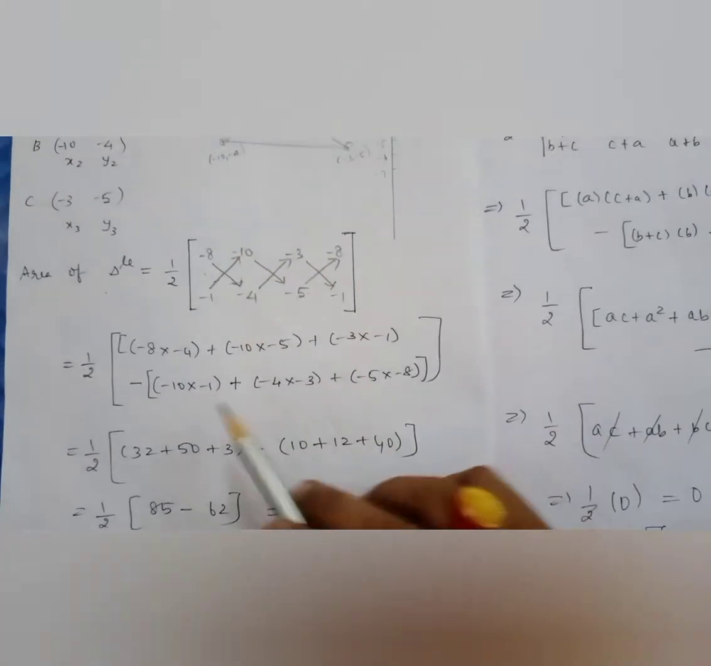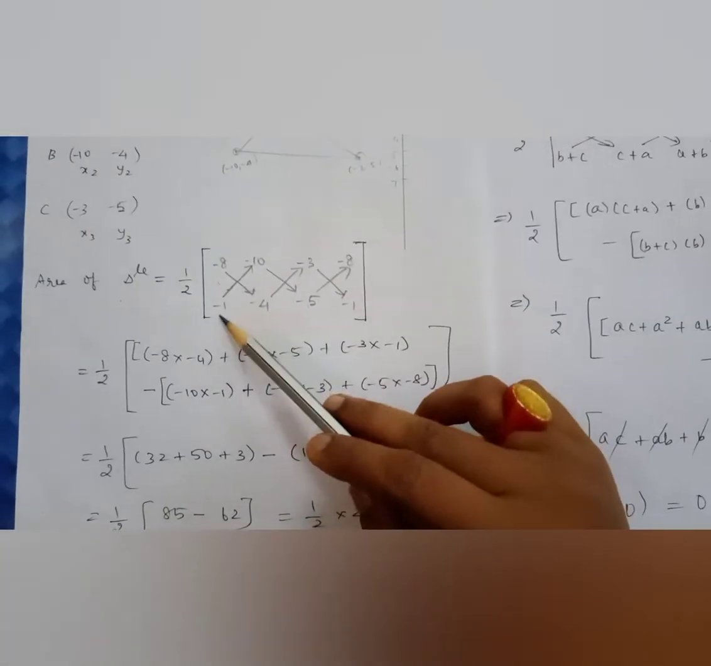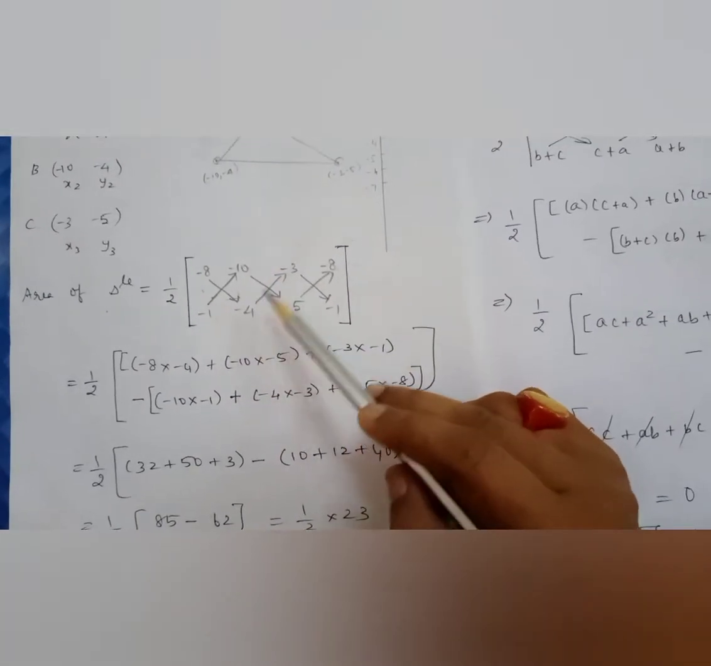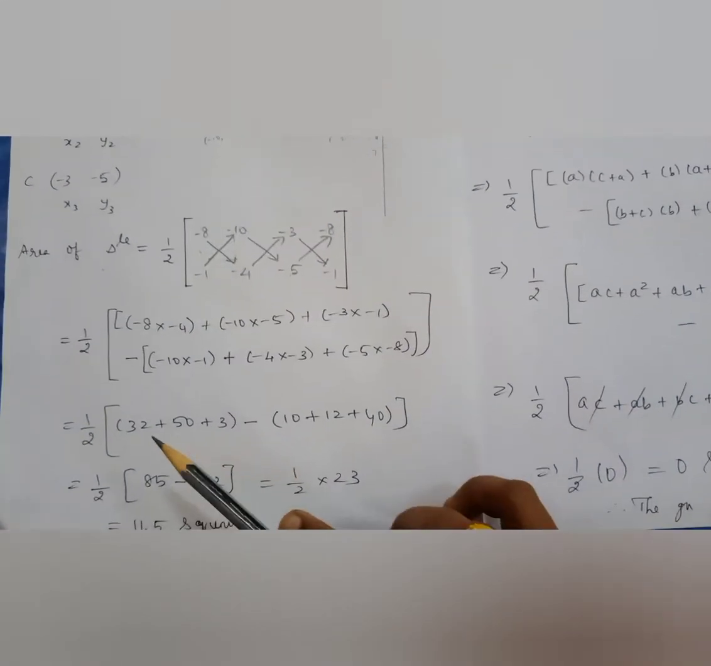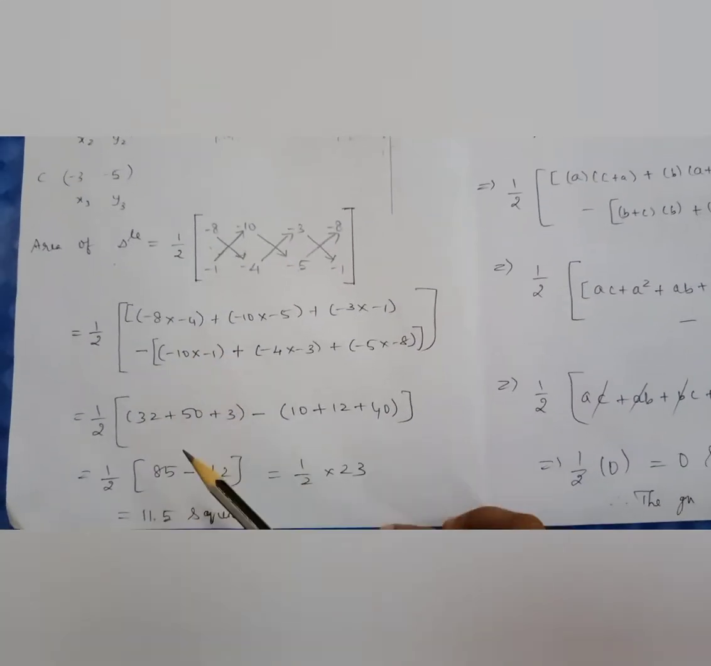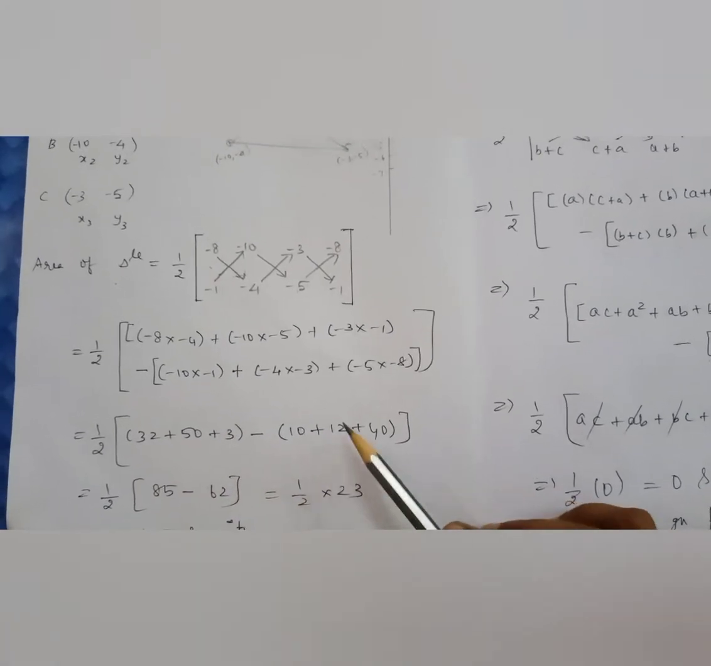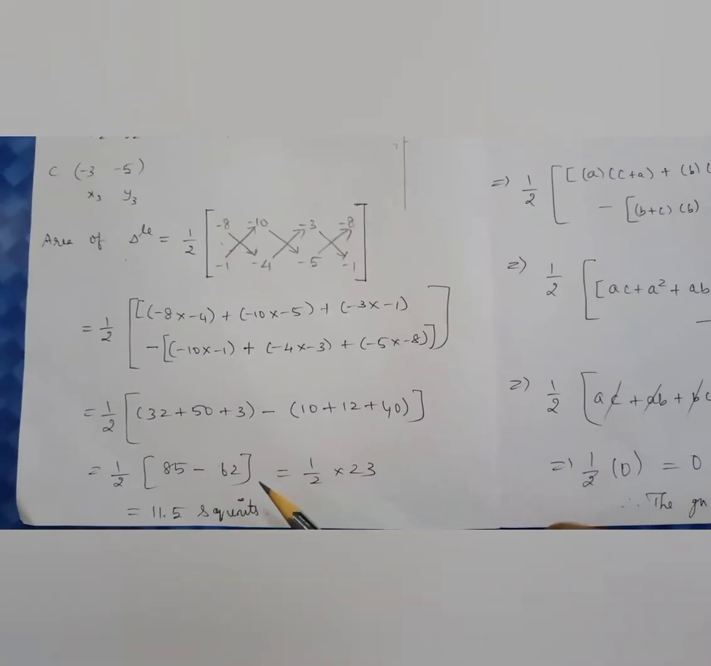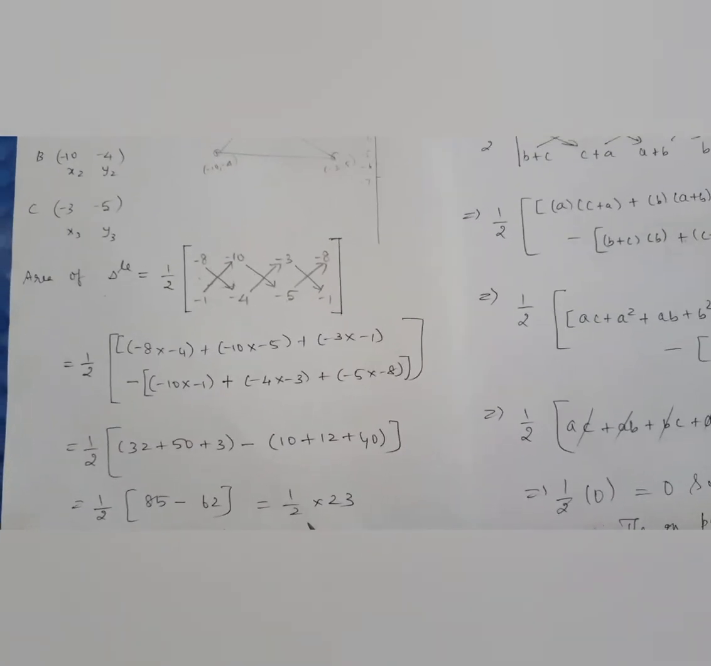One part is over. Minus of, again start with the square bracket, -1 into -10, -4 into -3, -5 into -8. So I am getting it to be half into, so minus into minus is going to become plus. So 32 plus 50 plus 3, minus 10 plus 12 plus 40. So I am getting it to be 23, which is 11.5 square units.